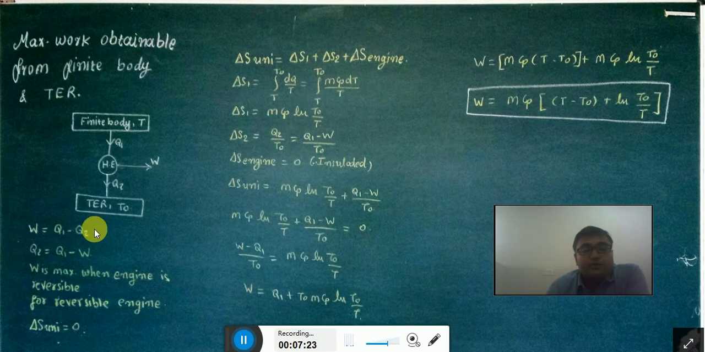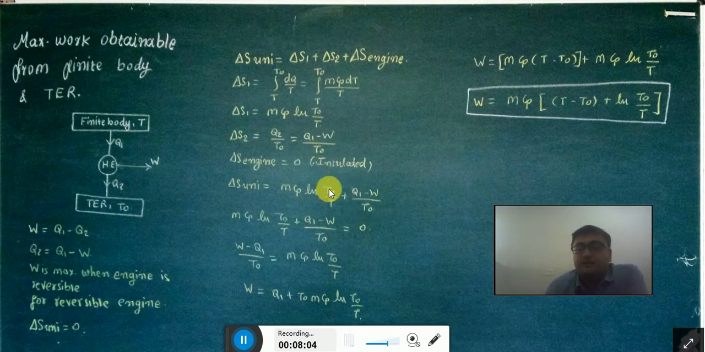And for Q2, work done is equal to Q1 minus Q2. As per the first law of thermodynamics, cyclic integration of work is equal to cyclic integration of heat. And Q2 is equal to, from this equation, Q1 minus W. So putting this Q2 value over here, it is Q1 minus W, T0 as it is T0. So putting this value of delta S1 and delta S2 in this equation, delta S reverse would be delta S1, which means mcp ln T0 by T, plus delta S2, which would be Q1 minus W divided by T0.